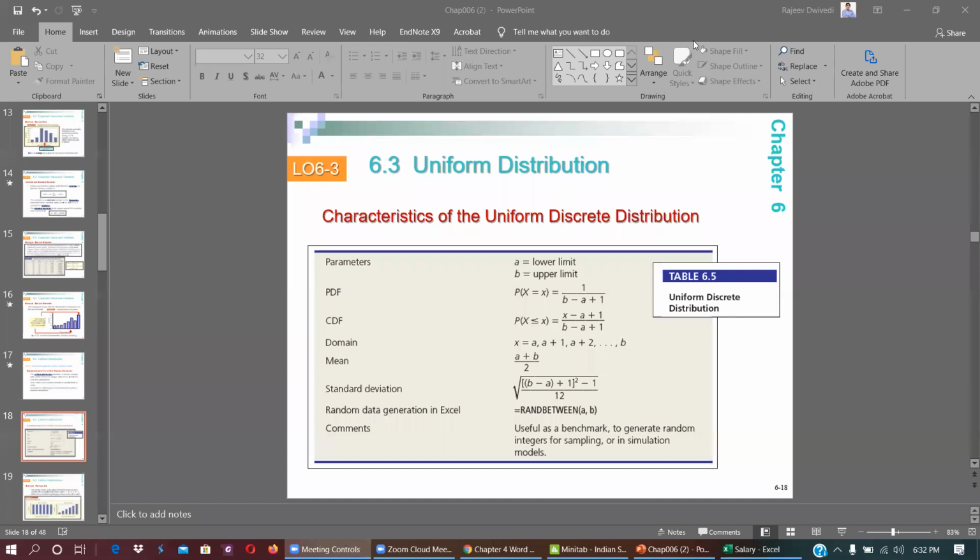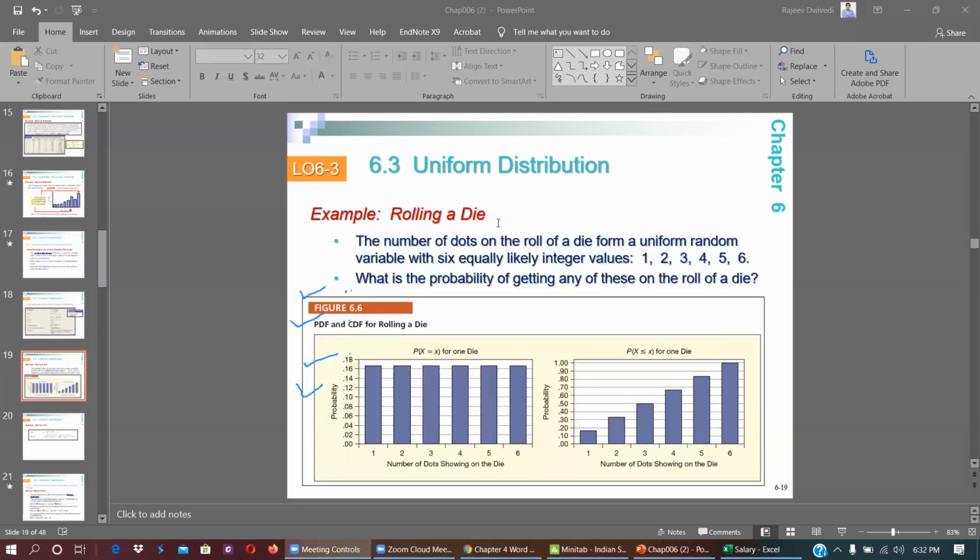And every distribution has this PDF function, CDF function, mean, and standard deviation. These are the four important things that we need to remember. So in every distribution we have PDF, CDF, mean, and standard deviation, and these are the formulas. So here we have 1, 2, 3, 4, 5, 6, and this is a PDF, and this is the CDF, because it keeps growing and goes up to 100%.